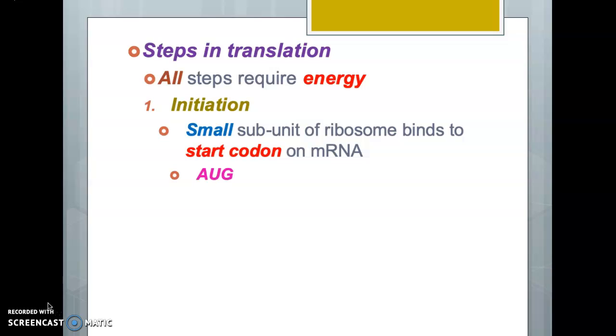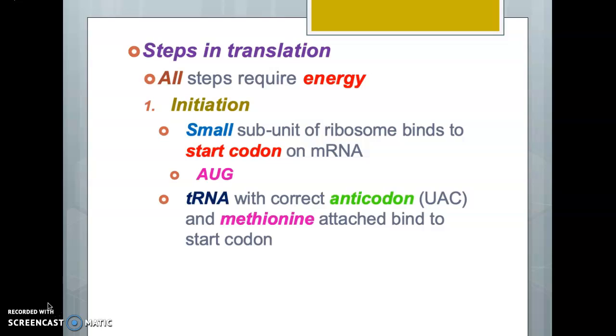So after the mRNA and the small subunit join together, the next step is that you bring in the tRNA, remember the transfer RNA. The transfer RNA transfers the amino acids to the growing polypeptide chain. And the anticodon, because the start codon is AUG, the anticodon on the tRNA has to be UAC, and that corresponds with methionine. If you look back in the chart, AUG, the start codon always codes for methionine. So that's the second part of initiation.